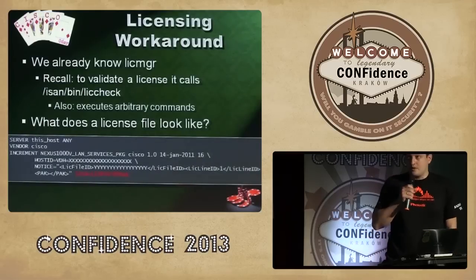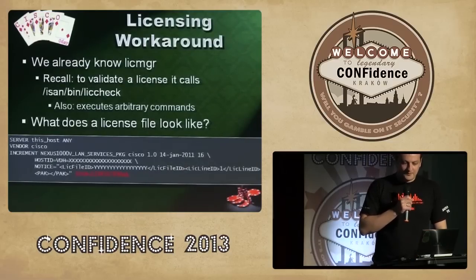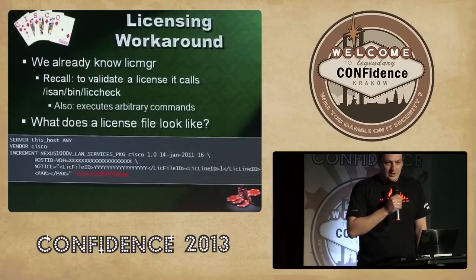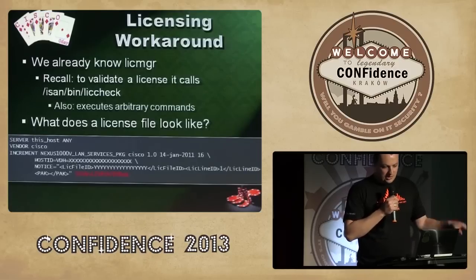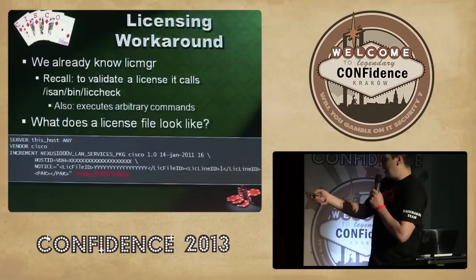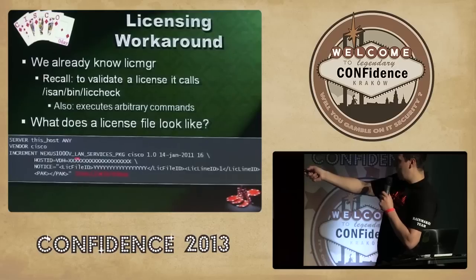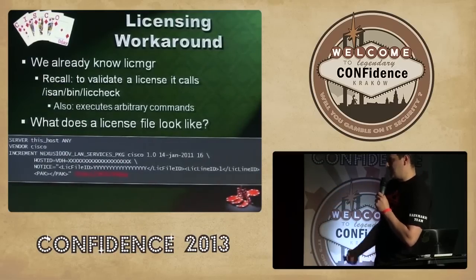Okay, so we further investigated this licensing situation in order to figure out what's actually going on there. After being able to execute our evil commands and just shut down the box, I also had a look at what the license manager really does in order to validate a license, besides executing your commands. Let's look at a license file first. A license file is basically a human-readable representation of what the license is supposed to be, and I removed some of the parts in order to protect the innocent, that's us.